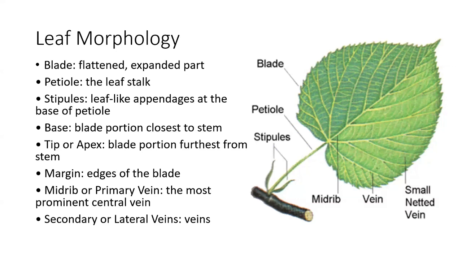Then we have the tip, or the apex, and that's going to be the very top part of the leaf. And then, of course, the base of the leaf. Let me see if I can use a little pointer and annotate. This right here, that right there, is going to be the base of your leaf. And then up here is going to be your apex, the tip.